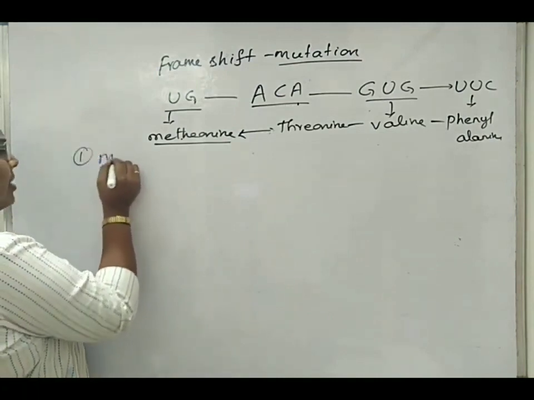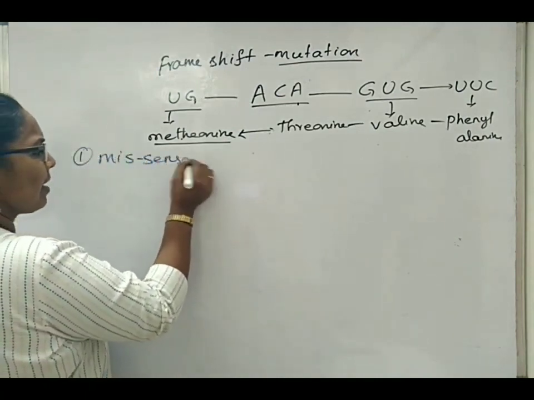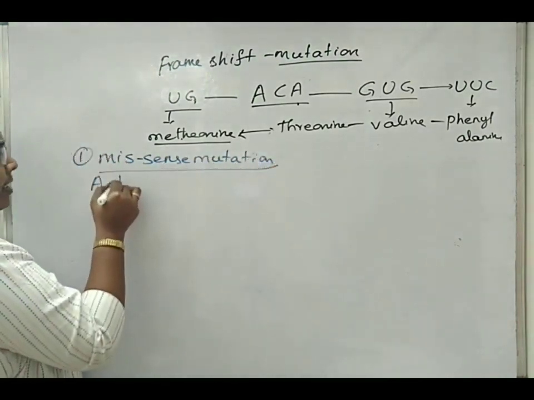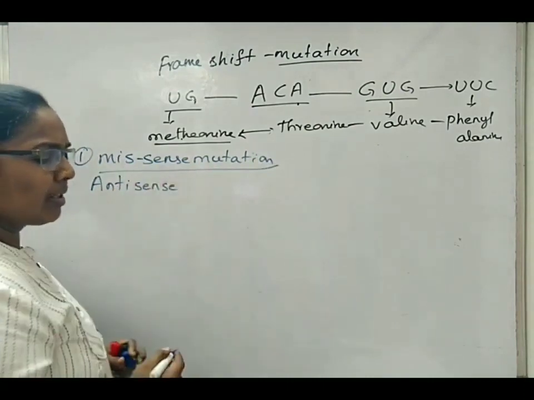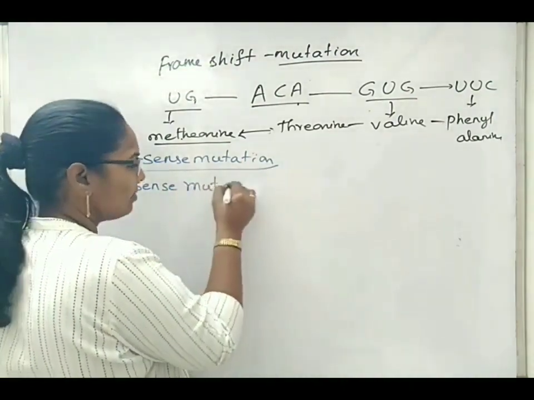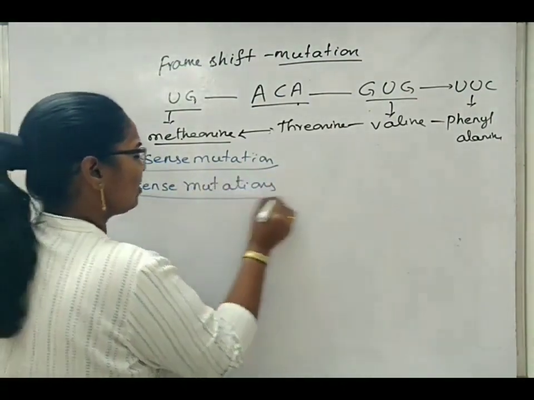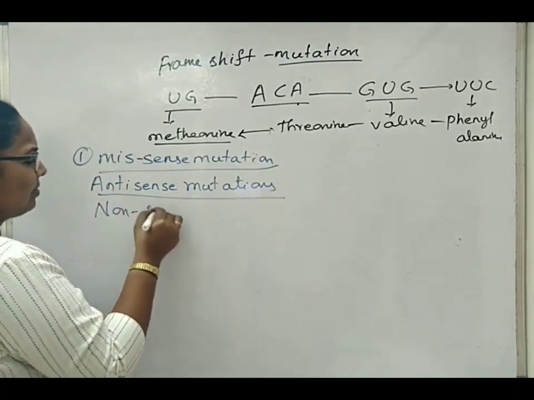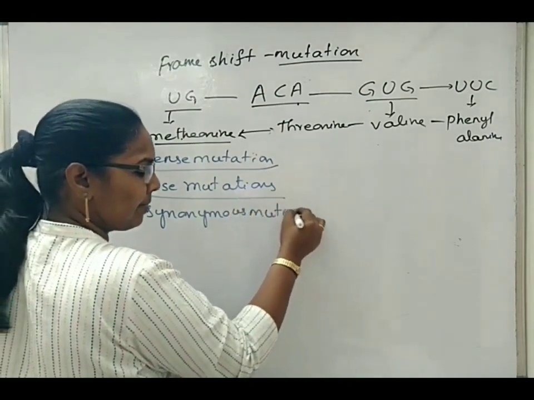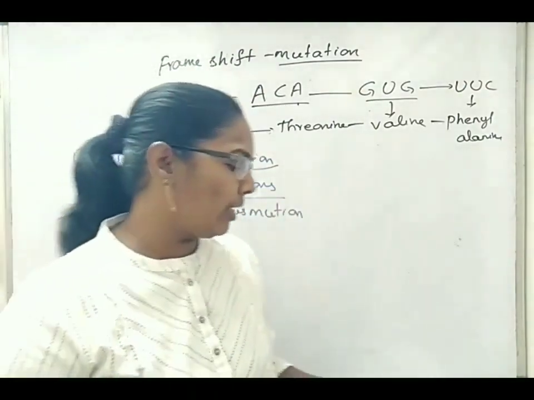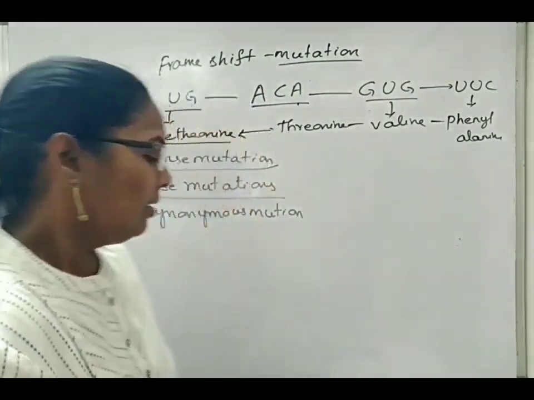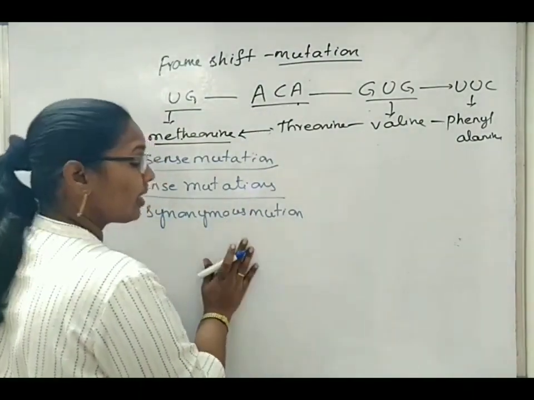One is missense mutations. What is meant by missense mutation, which is also termed as antisense mutation? These are some of the terms that are used while asking the previous MCQs. Antisense mutations are also called non-synonymous mutations. Now, if a new codon is encoding a different amino acid due to the transition mutation.